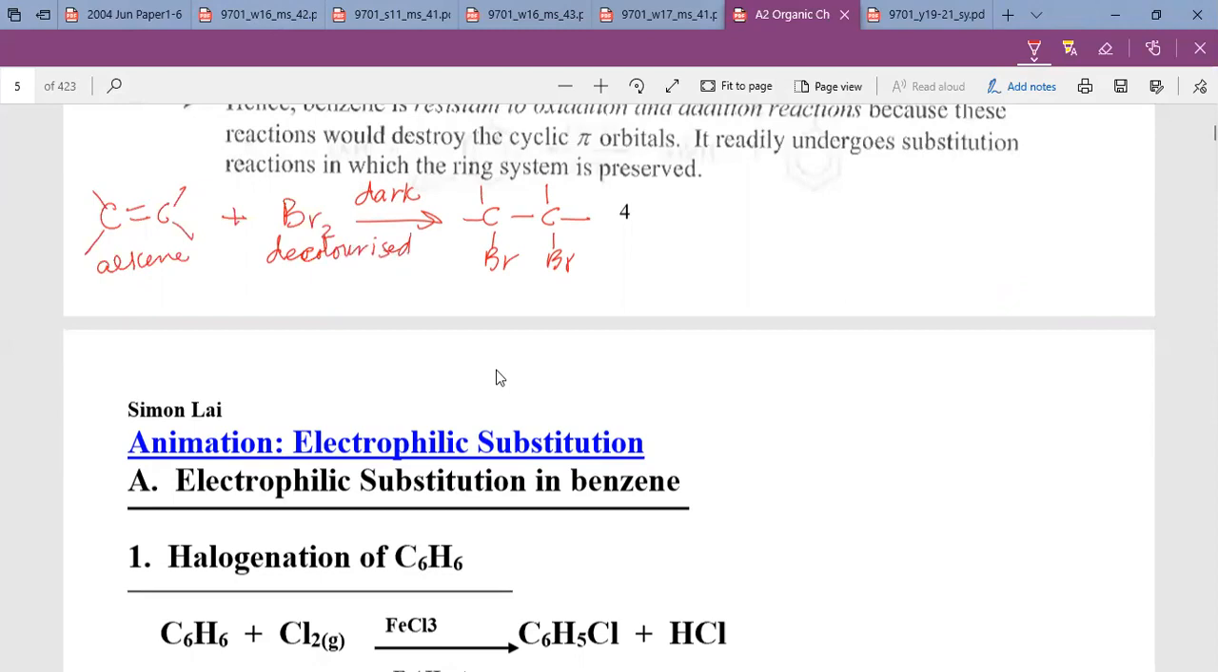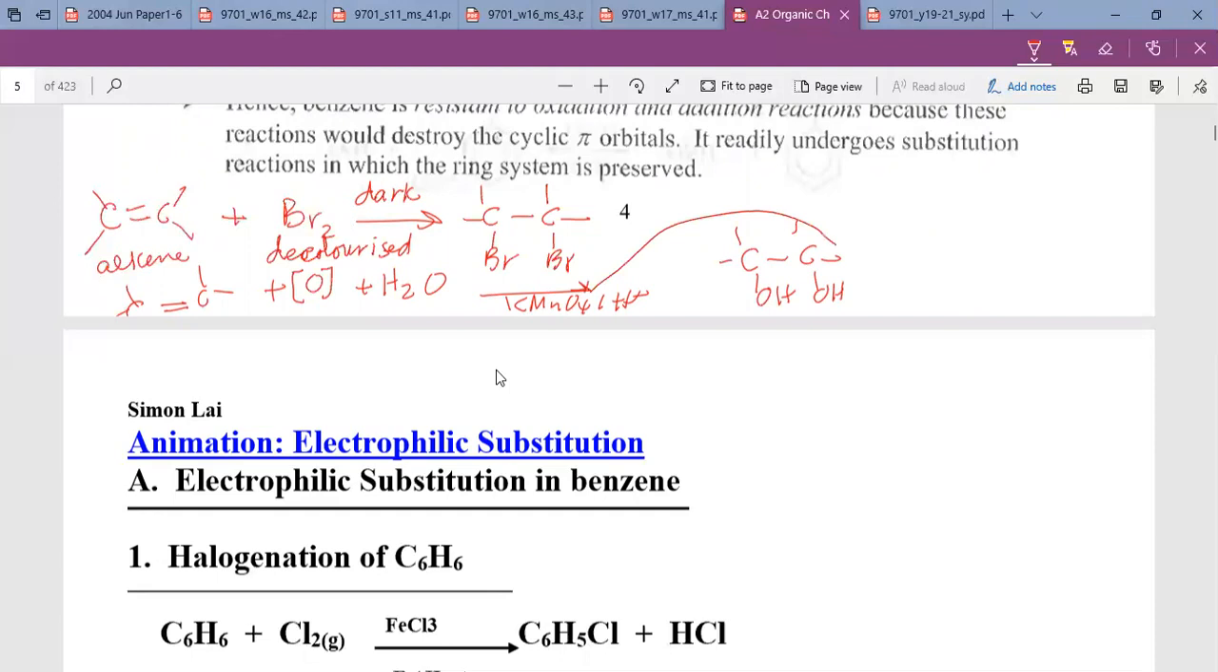Also, the other reaction which is common for double bonds is the reaction with KMnO4. Remember, you have the equation here. The KMnO4 will be decolorized when acidified. The alkene is oxidized to give you your first part here, which is your diol. This will be decolorized.